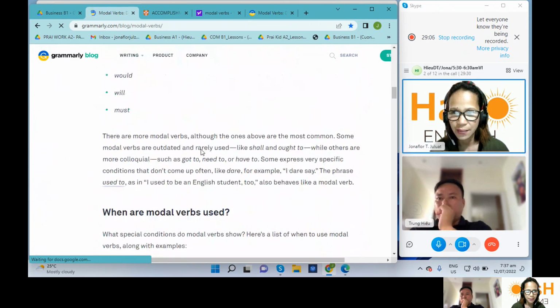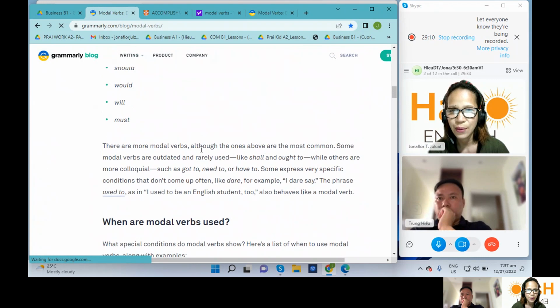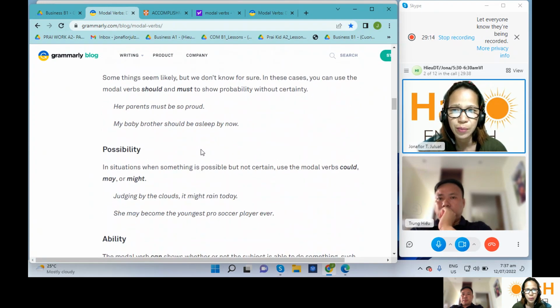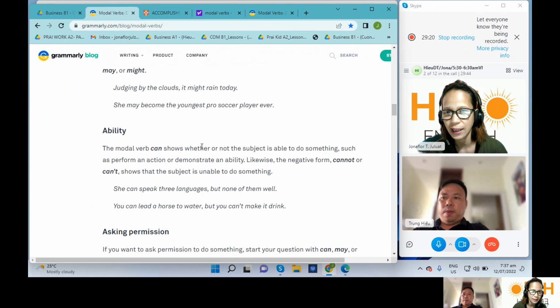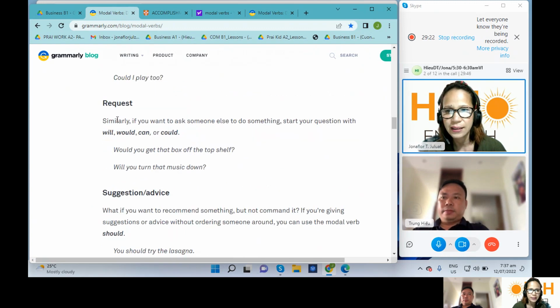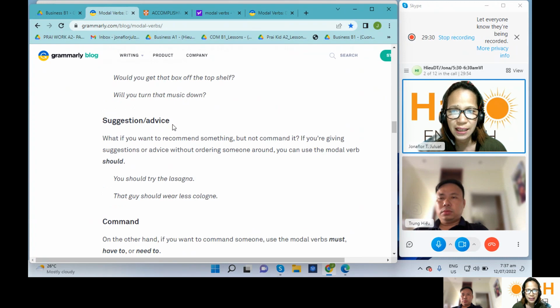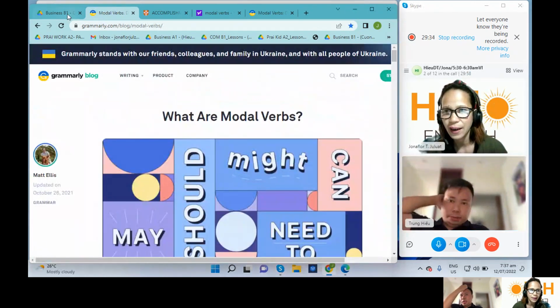Okay. I will send this to you for you to review the use of different modals, how to use can, could, and so on. For example, if you want to request, you will use will, would, can, or could. I will send this to you later, for you to review.